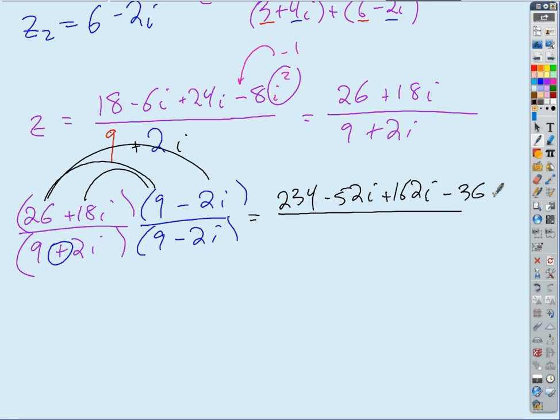Negative 36i squared. But what does the i squared do? Okay, it makes it a plus. Good. Now, what about the bottom? The bottom we can do so much faster.